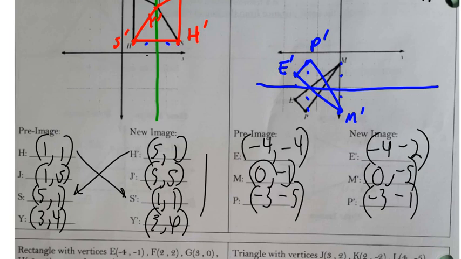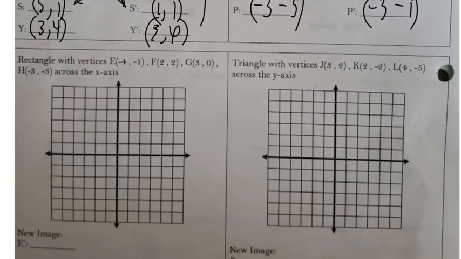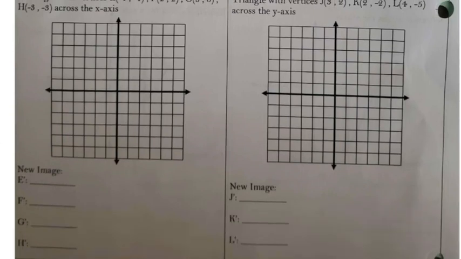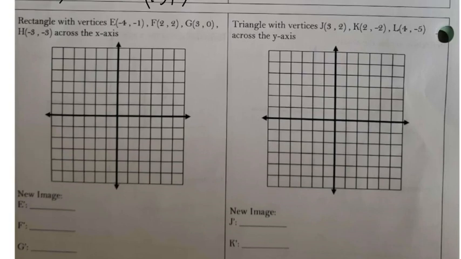Remember, if you need to stop the video anytime, feel free to do so. All right, so we need to plot these points first. Okay? So rectangle with these vertices. If you want to not watch me plot them and just fast forward a little bit, go ahead. So (-4, -1). This time you're plotting, you're doing everything. You're doing all the work. So (-4, -1). (4, -1). (2, 2). (3, 0). And (-3, -3).